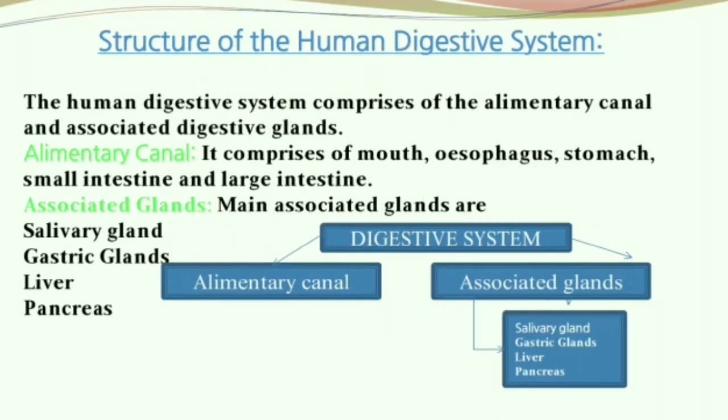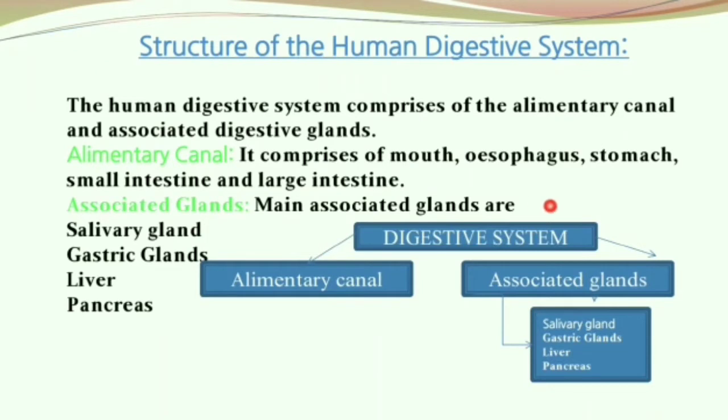To understand what a process is, we should know what the structures in the human digestive system are. The human digestive system comprises the alimentary canal and the associated glands. The alimentary canal comprises the mouth, esophagus, stomach, small intestine and the large intestine, whereas the associated glands include the salivary glands, gastric glands, liver and pancreas.